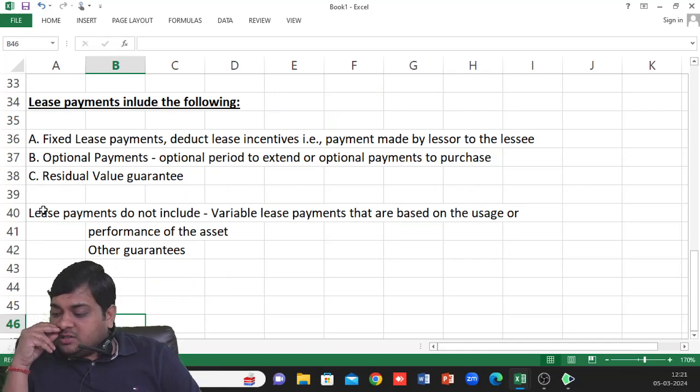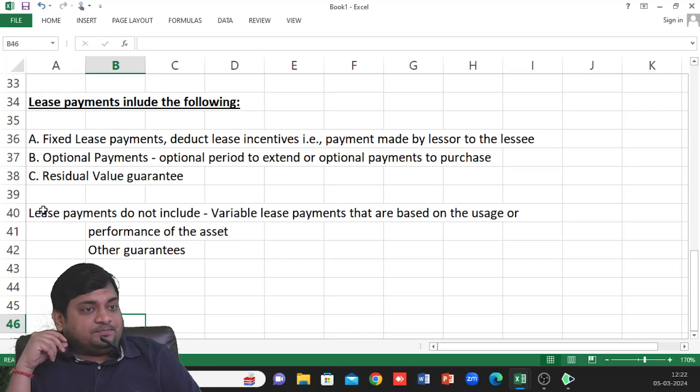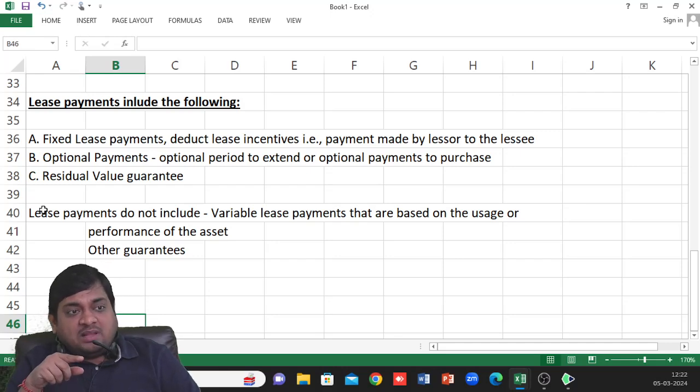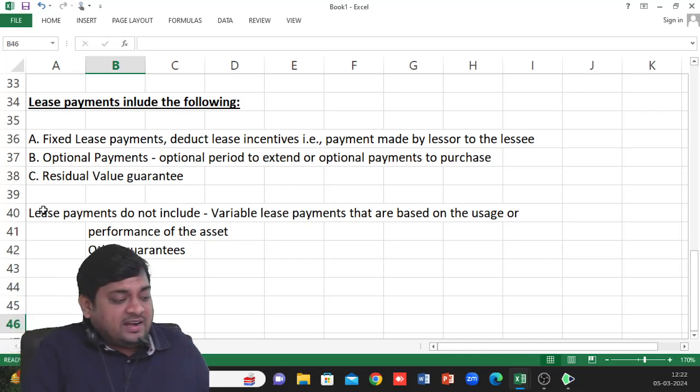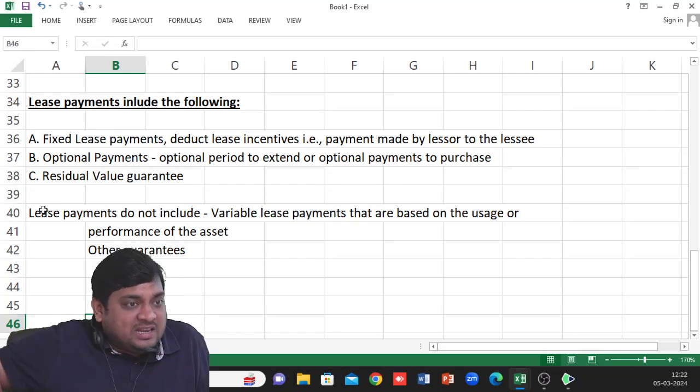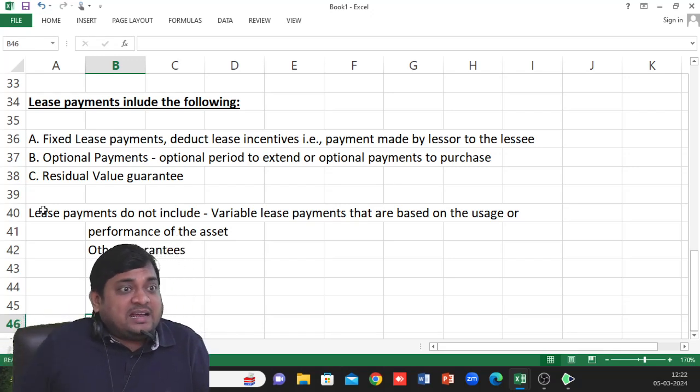Now there is one concept of discount rate. Like I told you that we have to calculate the present value of lease payments and recognize that as a liability, right? So this is the rate at which the lessee discounts the lease payment and recognizes it as a liability, right?